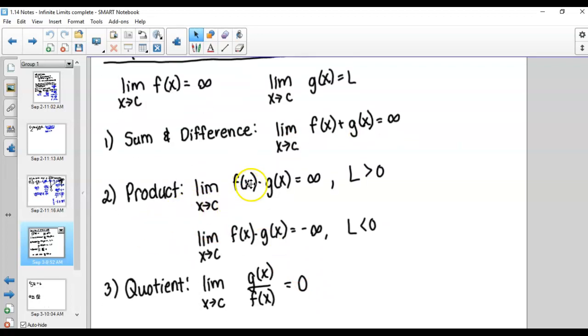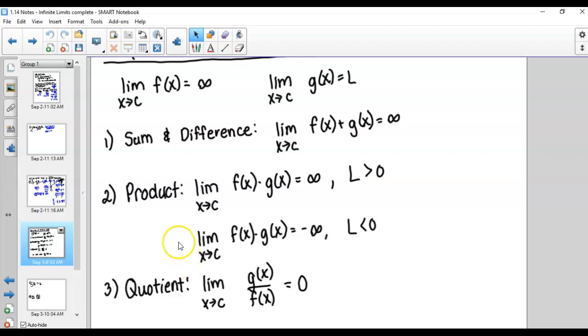If we take infinity and we multiply it by another function, we will kind of still get infinity. If we have infinity and we multiply it by a positive number, then we will still get infinity. But if we multiply it by a negative number, we will get negative infinity. So 2 times infinity is still infinity, but negative 2 times infinity is negative infinity because it's going to change that sign.